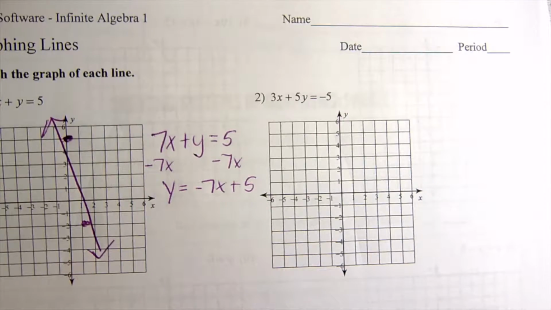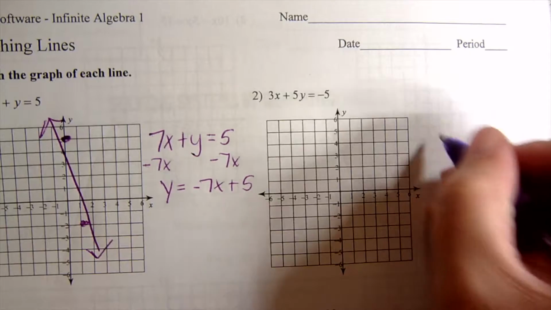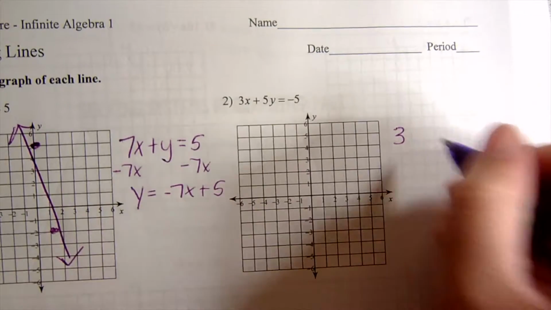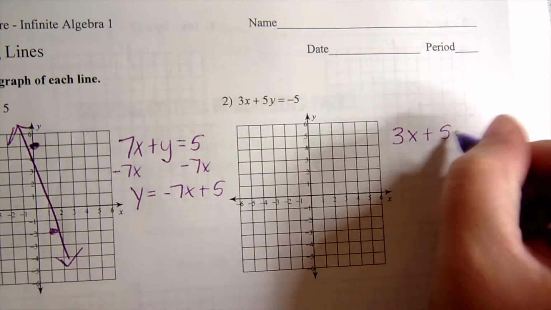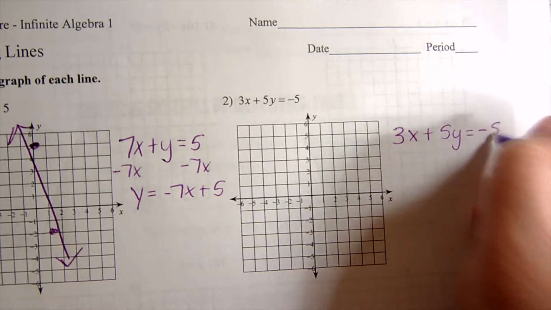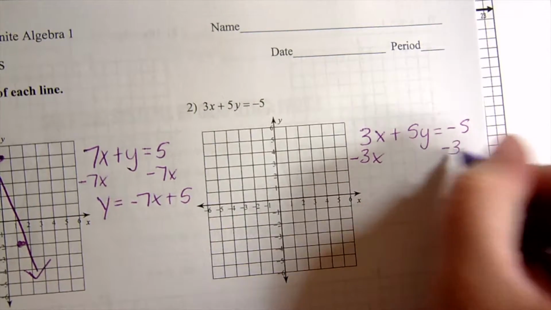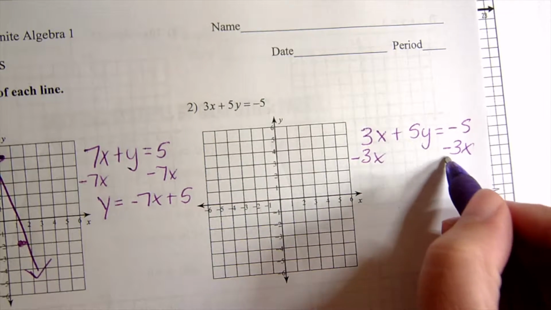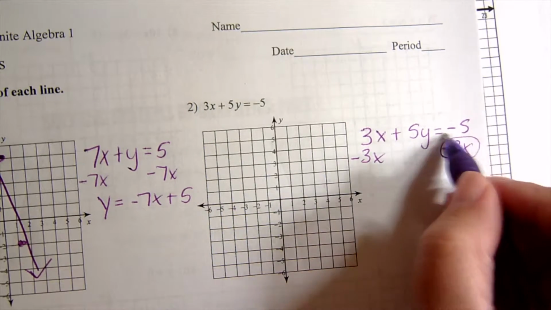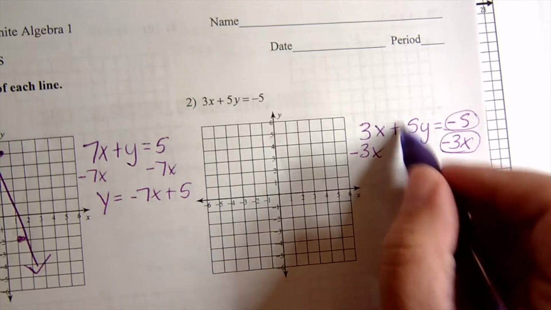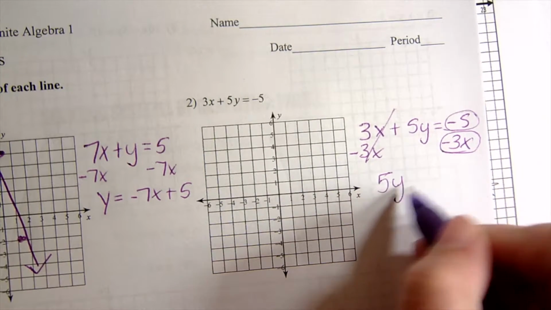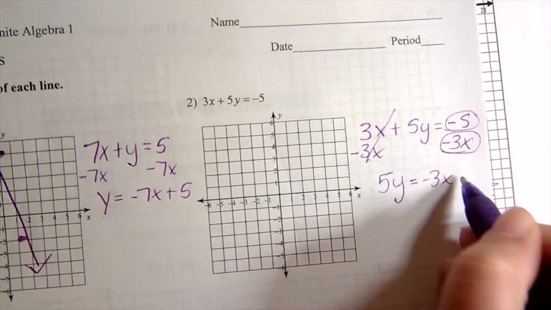Alright, number 2. Again, the cover-up method is not going to work here. So I need to solve it algebraically. What is the first step I'm going to take? Subtract 3x from both sides. Make sure you're keeping these signs together. The negative stays with the 3x. This negative stays with the 5. So I'm left with 5y equals negative 3x minus 5.